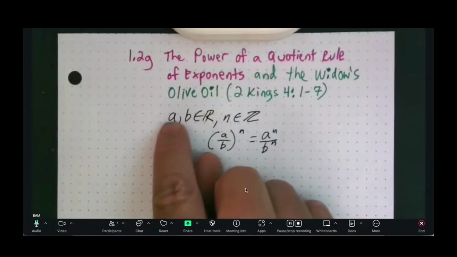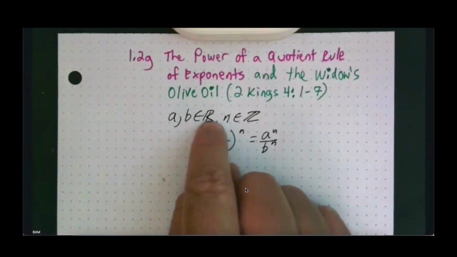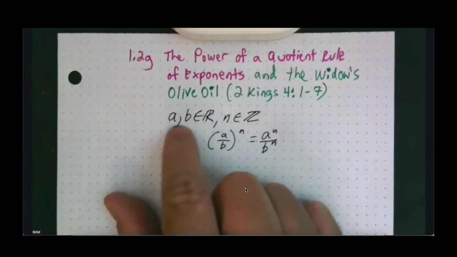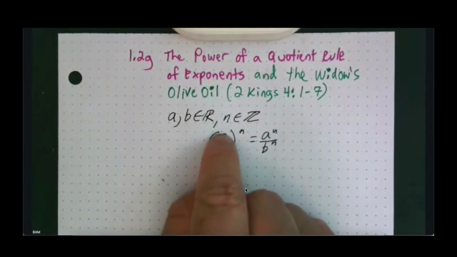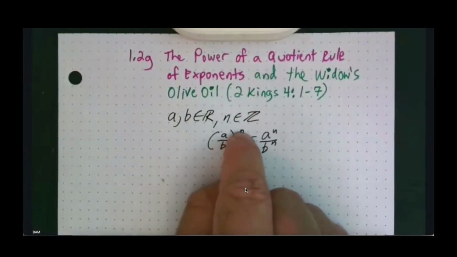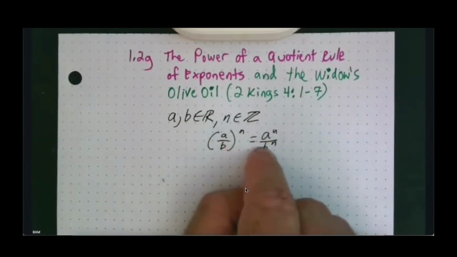According to OpenStax, if you have A and B that are real numbers, where each one has a location on the number line, and n is an integer, it could be 4, 5, 6, 0, -2, -8, then the quotient A divided by B, that fraction or quotient all raised to the n power gets the n distributed to the A, which is the numerator, and the B, which is the denominator.